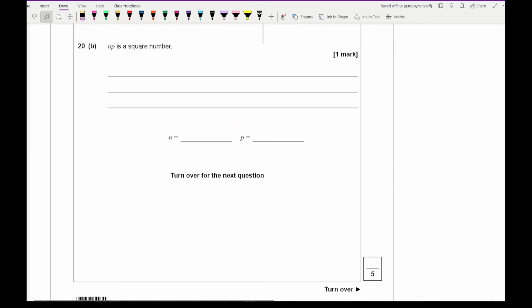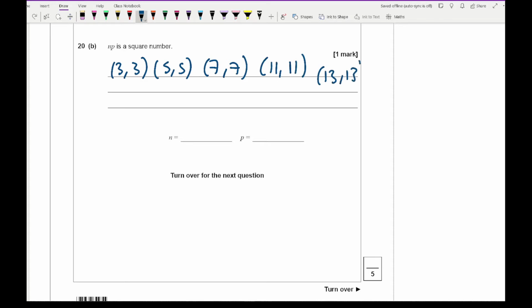Question 20b, again, n times p is a square number. We'll find possible values for n and p, just one combination. So again, any of the lines where the two numbers are the same, and they've got to be a prime number. So 3 and 3, 5 and 5, 7 and 7, 11 and 11, 13 and 13, 17 and 17, etc. So I'll just go for 5 and 5.